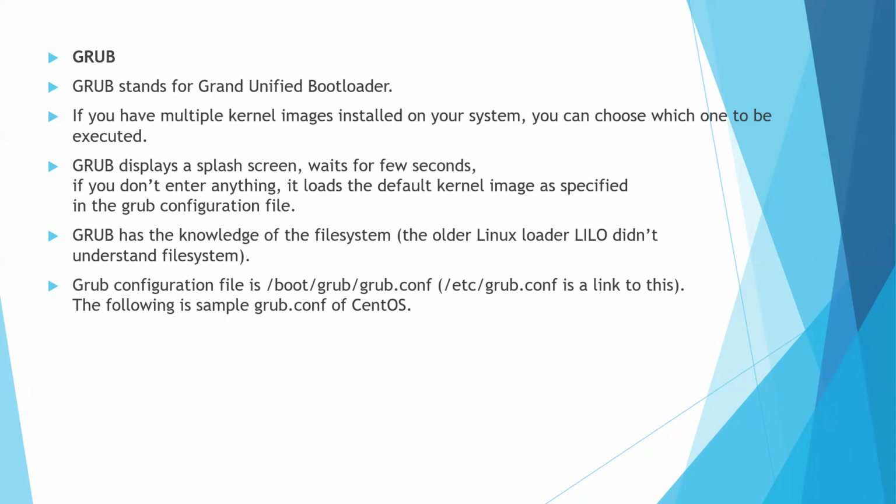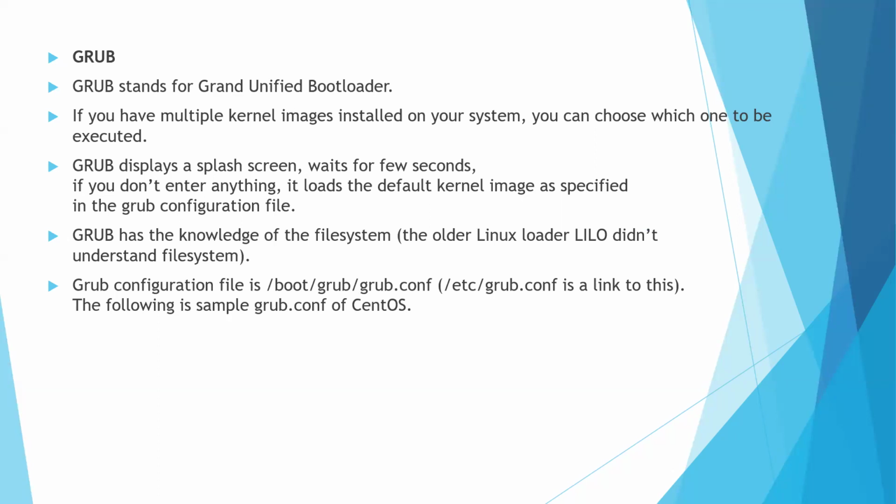Then you can select your desired kernel in order to boot your system. Suppose you want to do some troubleshooting, then you can perform from there on. Grub has the knowledge of the file system. The older Linux loader, Lilo, didn't understand the file system. Lilo is an older one and is not used nowadays. So Grub or Grub2, you will see the two things.